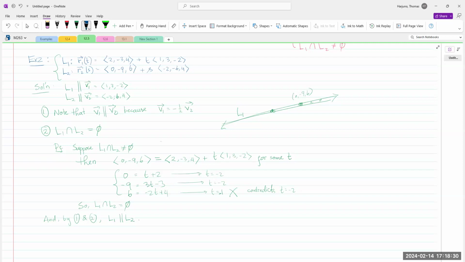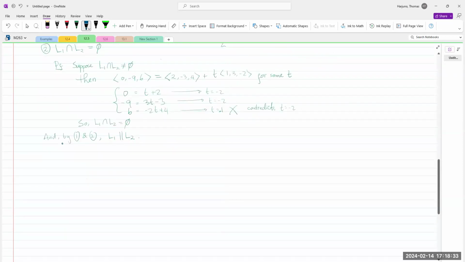Okay, next, note: line 1 and line 2 are skewed. Line 1 and line 2 are skewed if, first, the vectors are not parallel, and at the same time, they have no common point. They don't intersect.